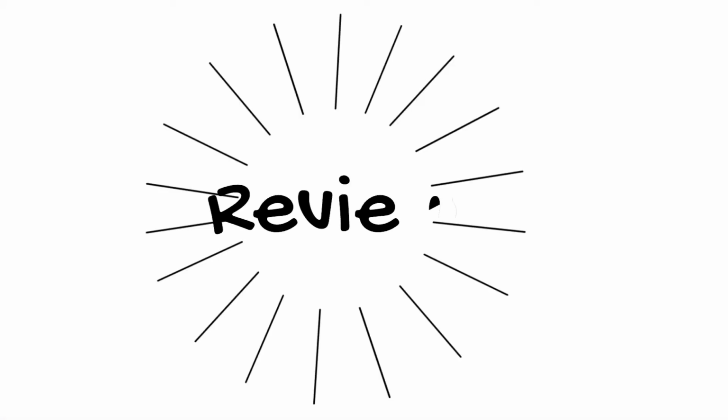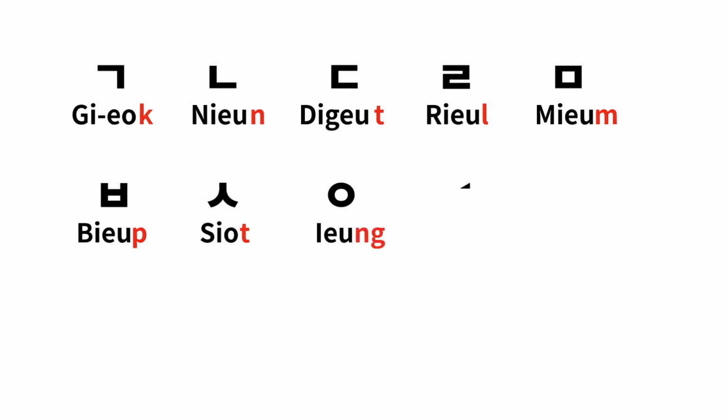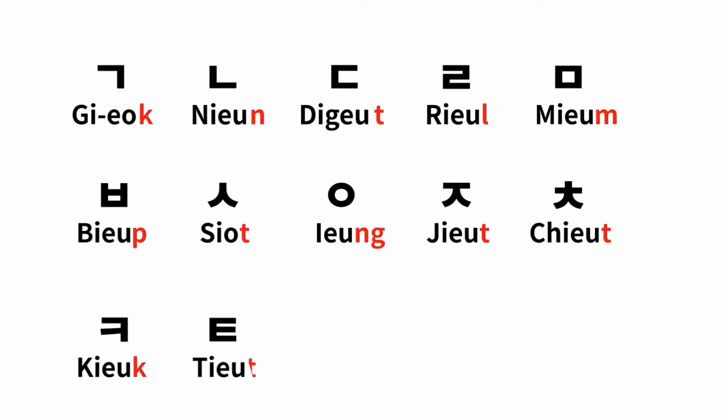We begin our lesson for today. Let's review the Korean consonants that we have discussed, this time focusing on their Batchim pronunciation. Kiok, Nian, Tigut, Riel, Miem, Piep, Shiot, Iang, Jiet, Chiet, Kiek, Tiet, Piep, and Hiet.